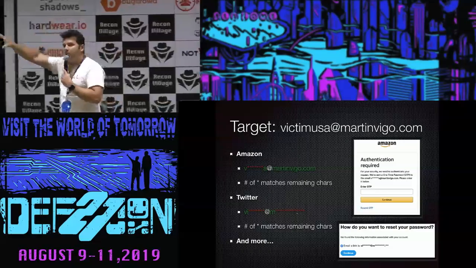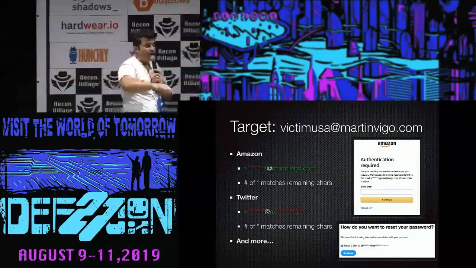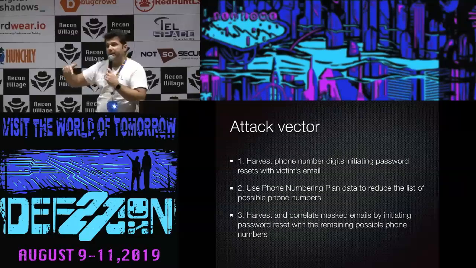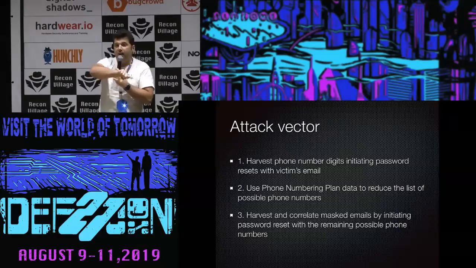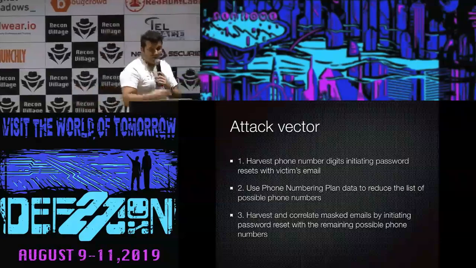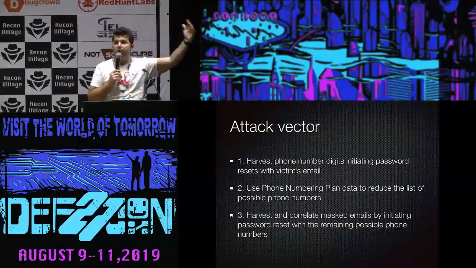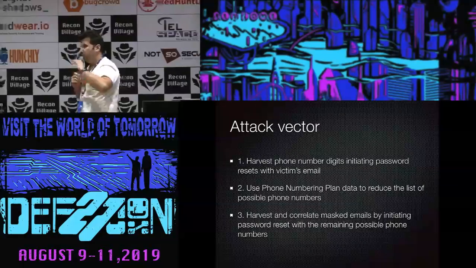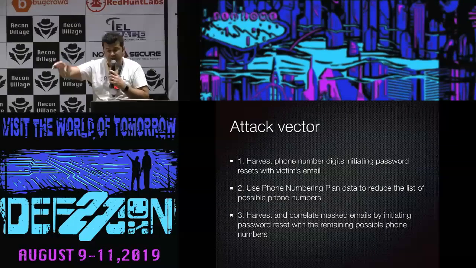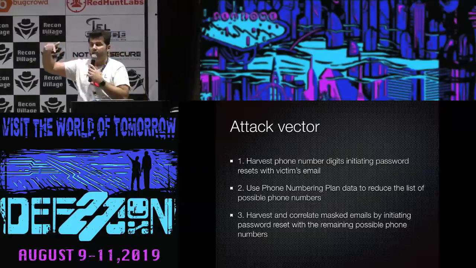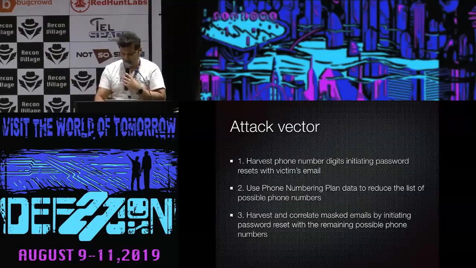We have a list of 445 possible numbers that we reduced with an email address. All we have to do now is iterate over that list and start to reset passwords, look at the masked email, correlate it to the one that we have originally, and we will find the phone number. So the attack vector looks like this. First you harvest different digits on different websites with an email address. Then you use publicly available information and your knowledge of the phone number system. And then with the list that you hopefully reduced quite significantly, you use those other services to initiate password resets with the list of phone numbers and correlate the masked characters that you get back from the email.